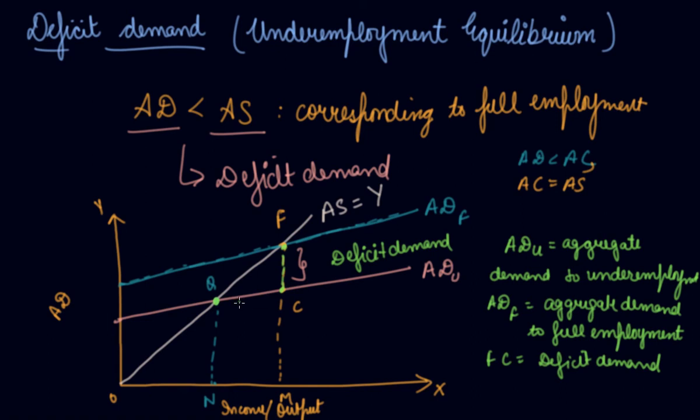People will be underemployed. So this is the aggregate demand with full employment. So this is the actual level of income where there will be full employment in the economy, and this is the gap which is known as the deficiency gap or the deficit demand. I hope you have completely understood the deficit demand case.